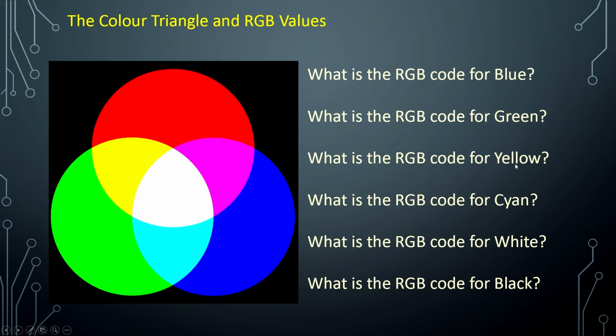Let's have a look at the RGB code for yellow. We can see yellow in this area here, and we can see that yellow is inside the red circle of light. So it must be 255 for the red channel. Yellow is also inside the circle of light for green, so it must be 255 for green. But yellow is outside this circle of light for blue, so the blue value must be 0. So our RGB code for yellow is 255, 255, 0.